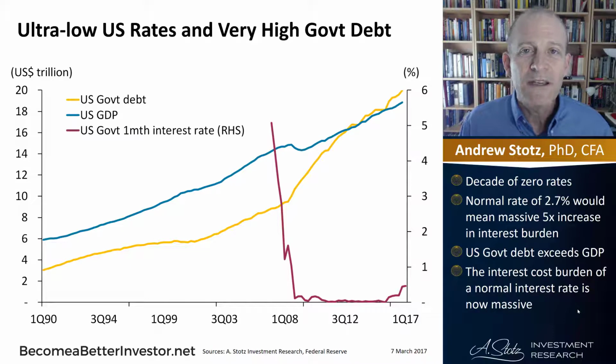Now, the point is that if we look at normalization of interest rates, which has to happen at some point, the question is, what's normal? Well, I've looked at a long-term average for short-term rates, and you could say that about 2.7% is normal versus our current 0.5%. Now, that would mean a massive 5 times increase in the interest rate, and that would also mean a massive 5 times increase in the debt burden, the interest burden that the country has to pay.